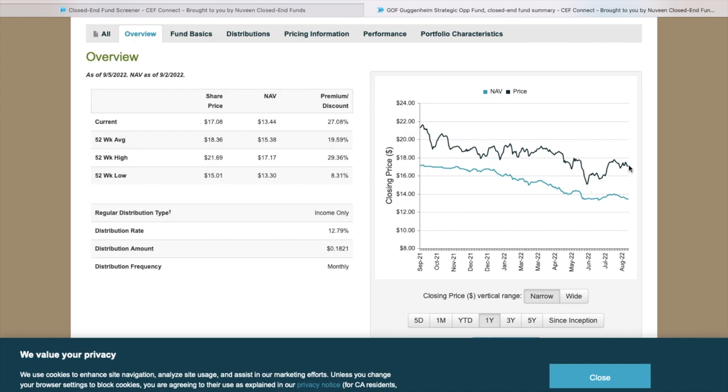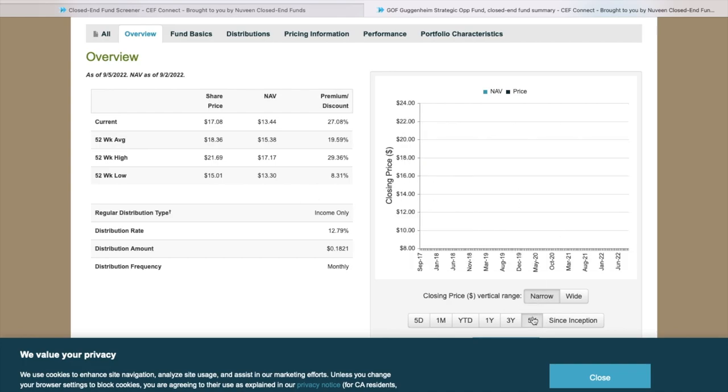Like right here, if this thing would drop back down, say to 15 or 16, you can see the share price low, the 52-week low, was 15. That would be a good time to accumulate. You can see the 52-week high was at 21, almost 22 a share. Right now it's running at about 17, and it's running over the net asset value. So this is one that I could see, though.